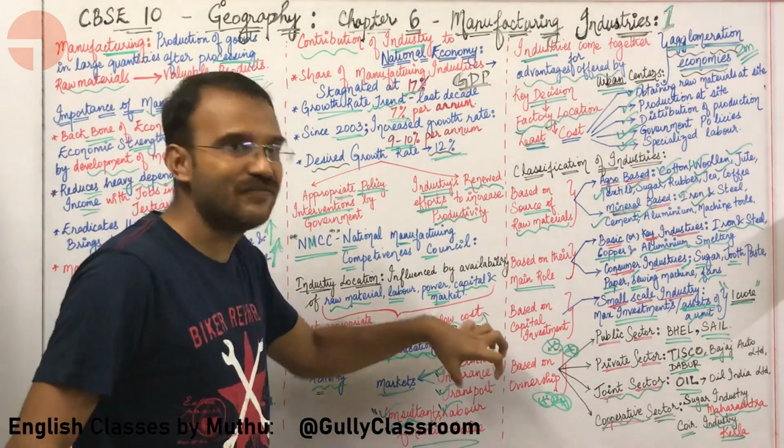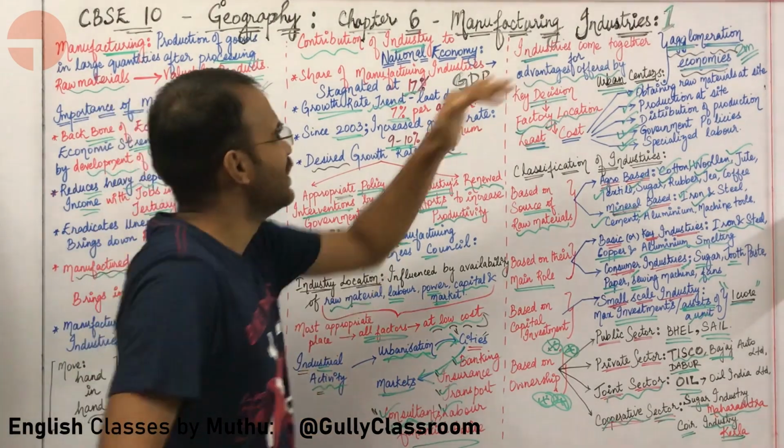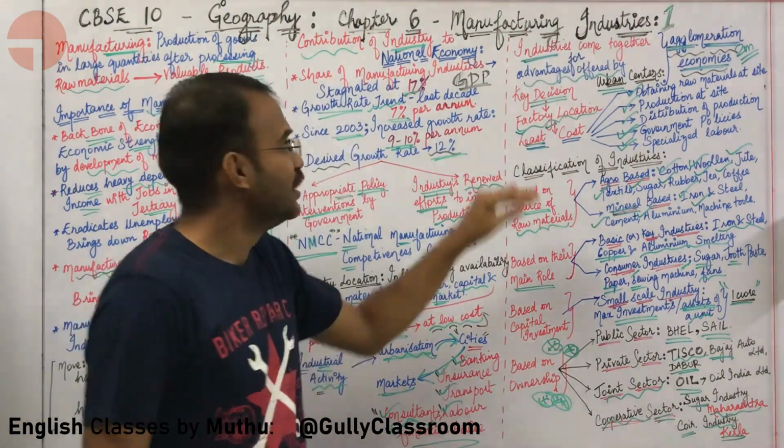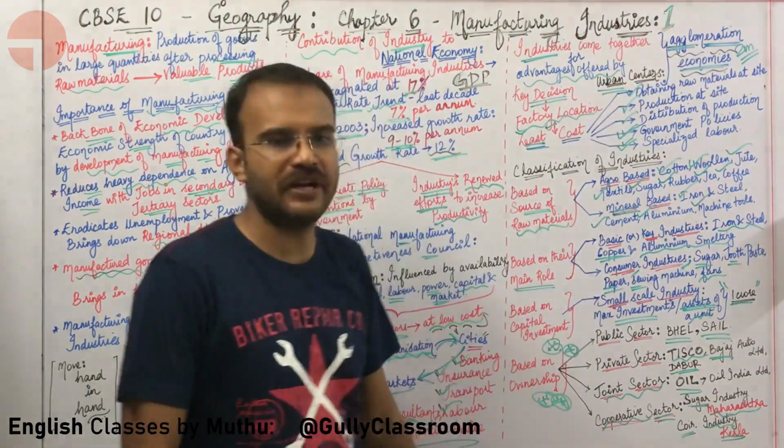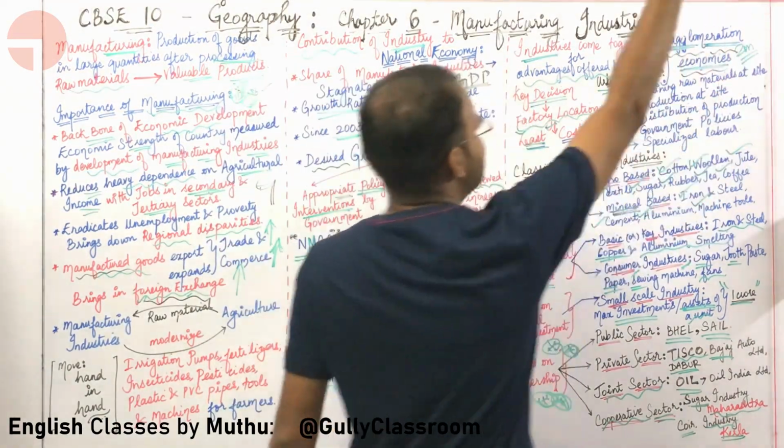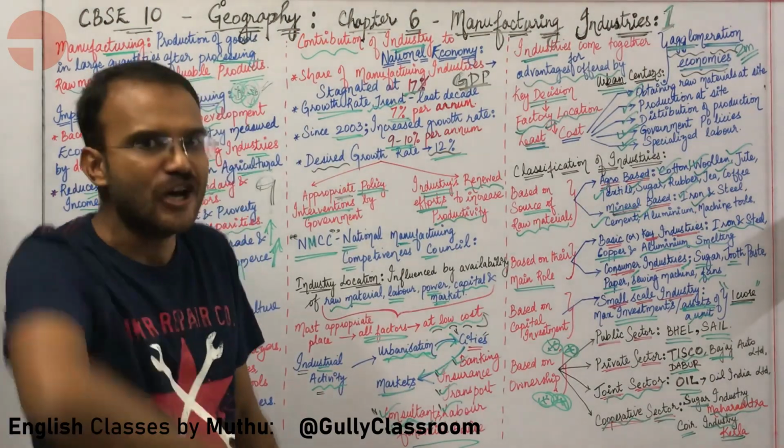Because of such advantages provided by the cities, the industries are coming together to be placed in cities. This is called agglomeration economies. It can be asked as a 2 mark.